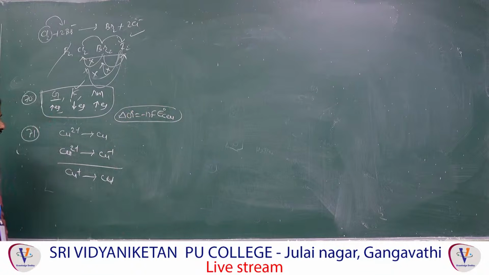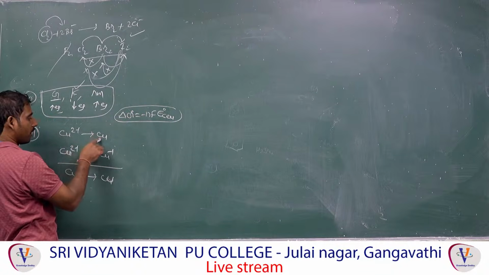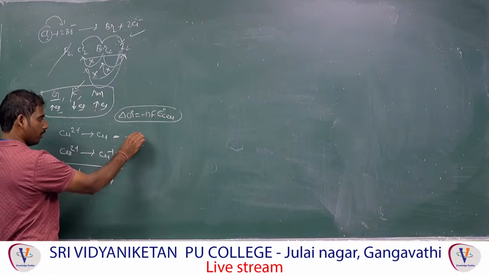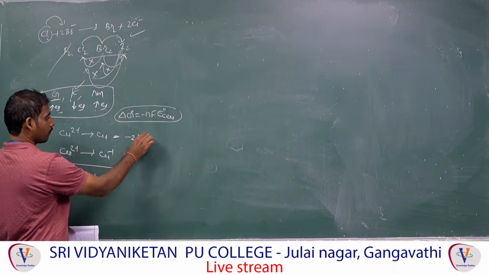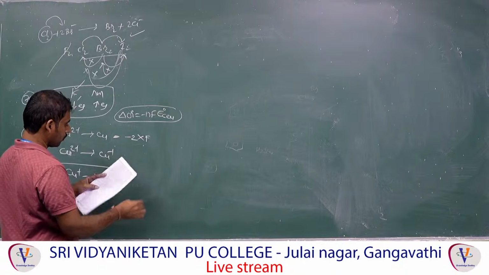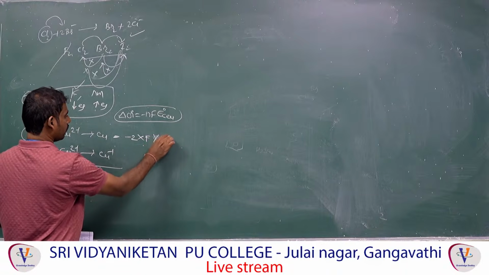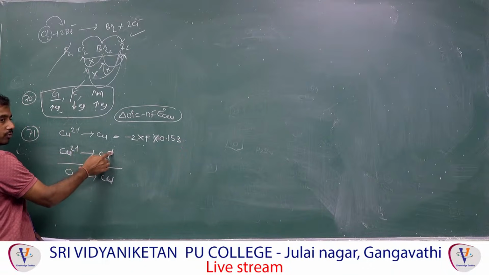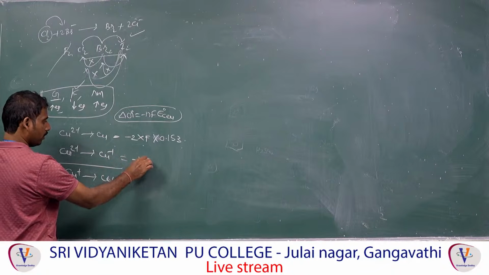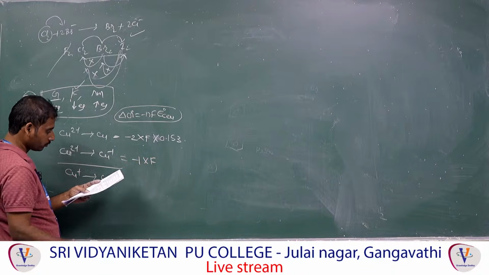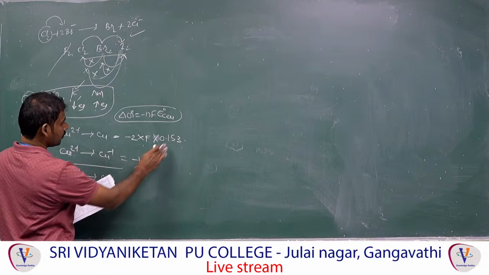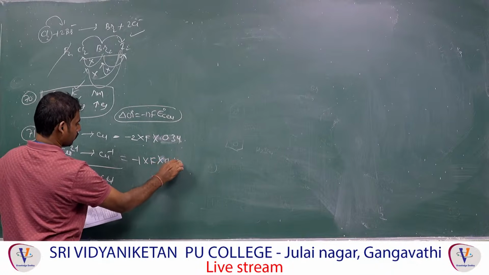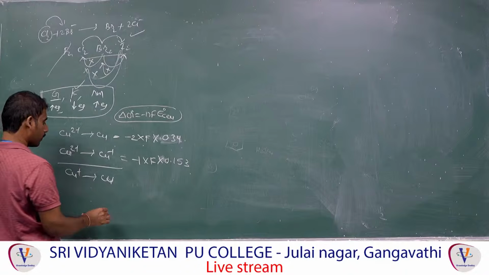Delta G naught is equal to minus nFE naught cell, right? n means number of electrons. Here how many electrons are there? 2 to 0, that means 2 electrons, so minus 2 into F. E naught cell value, how much are they given? 0.34. Here Cu2+ to Cu+, 2 plus to 1 plus, that means 1 electron, so minus 1 into F into how much they are given? This is 0.34, this is 0.153, right?